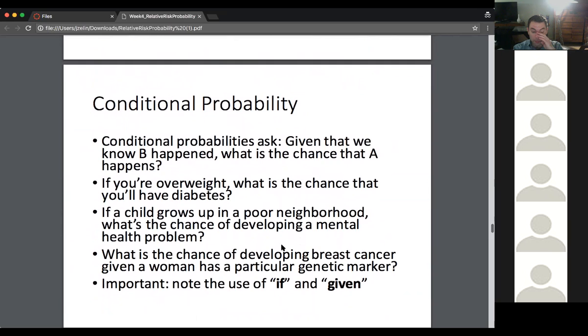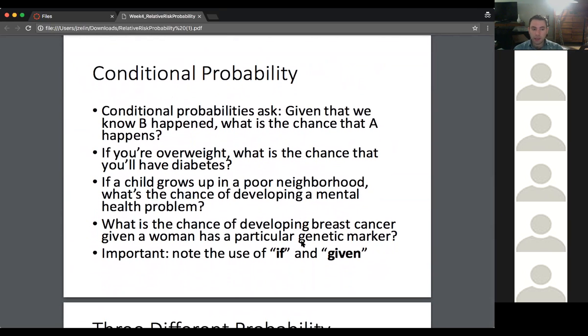The conditional probabilities are different. These are asking, given that we know B has happened, what is the chance that A happens? So we can say, if you're overweight, what is the chance that you'll have diabetes? Or if a child grows up in a poor neighborhood, what's the chance of them developing a mental health problem? So it's good to know that if you ever hear the word if or given in a problem, you're more likely to be using conditional probability. Those are signal words.